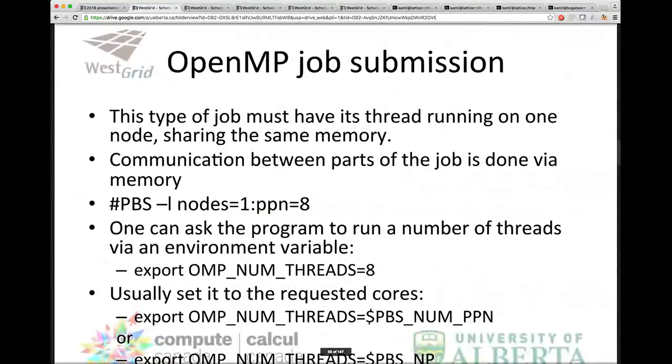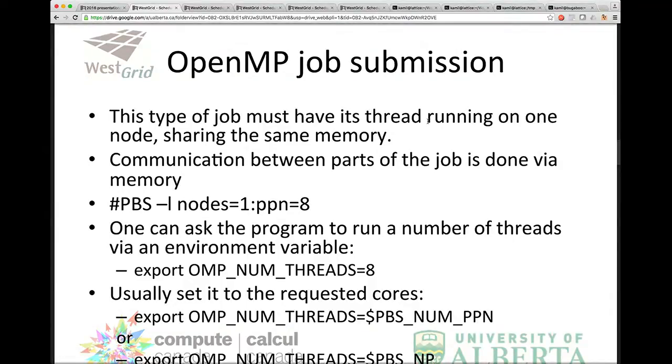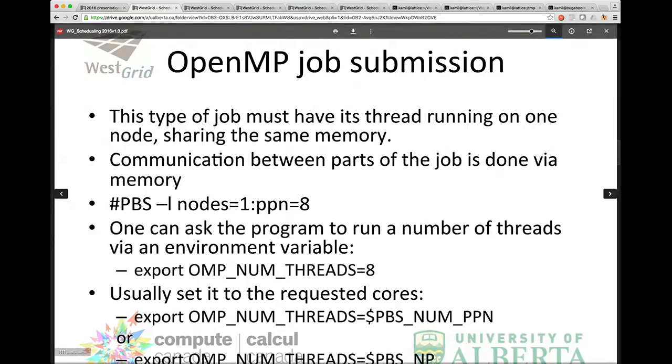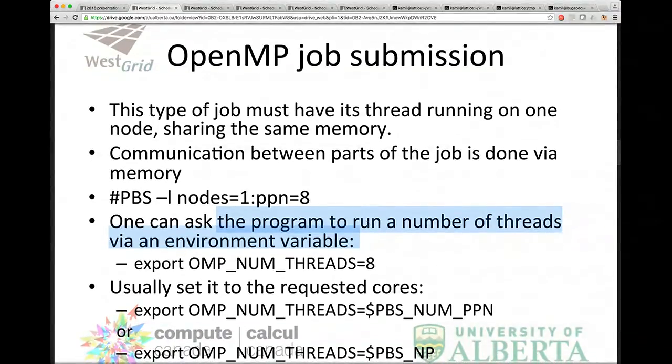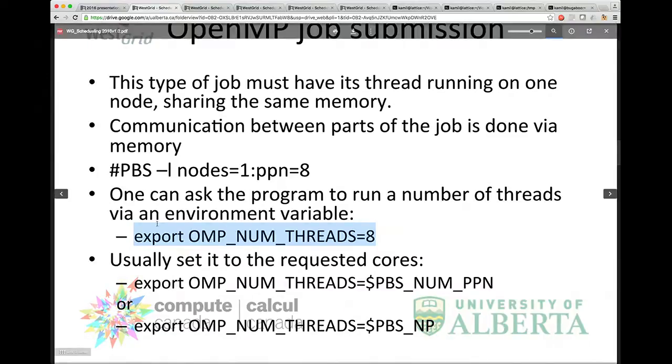So OpenMP job submission. This type of job must have its threads running on one node, all its threads or its processors sharing the same memory. So communication is done via memory. We ask for instance nodes equals 1, ppn equals 8. You can also ask the program to run a number of threads via environment variable. So typically when you're running an OpenMP job, you set an environment variable called OMP_NUM_THREADS. When you set that up, the job running knows how many cores to use.